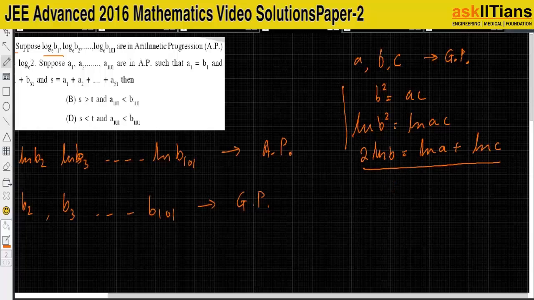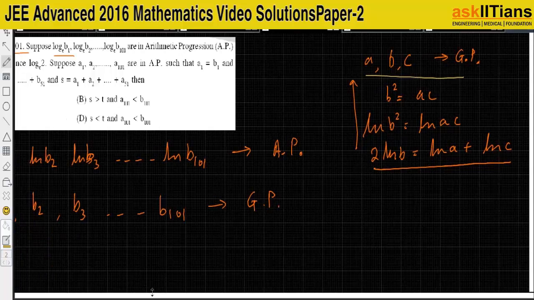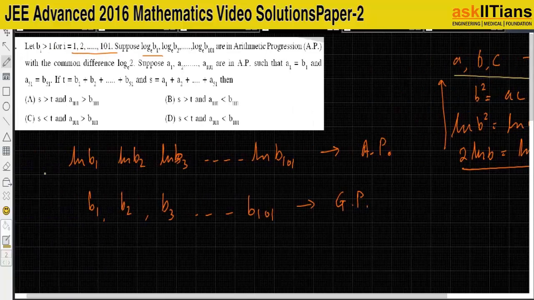So I can say the reverse also. If ln A, ln B, ln C are in AP, then A, B, C will be in GP, right? So this is what we are saying here also, that if there is a logarithmic series and I take anti-log, the series b1, b2, b3 will be in GP. Now let's read further.